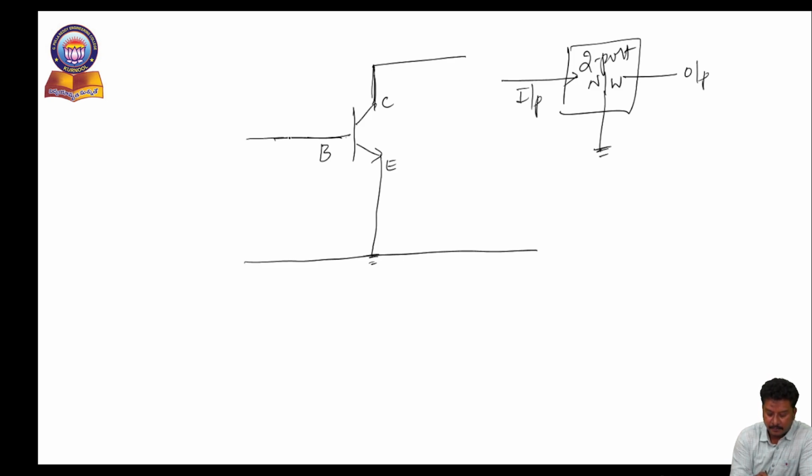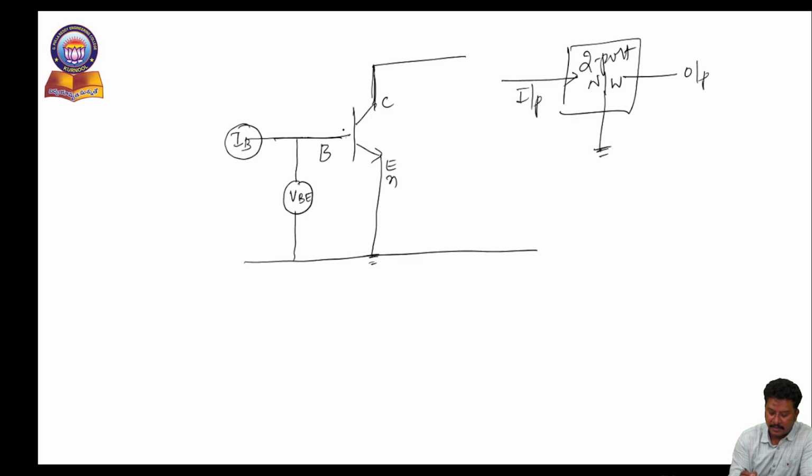Here, I want to find out the input current, so I require the ammeter here, connecting IB. If I want to find the input voltage between base and emitter, I require the voltmeter here. This is VBE.